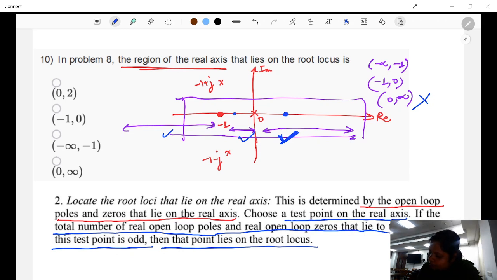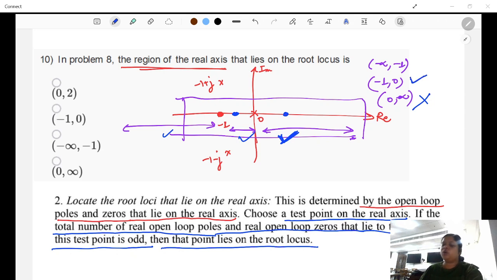Now you can come to this test point and then try to see how many are lying after this. It is 1. Okay, so this is your answer because the number of poles or zeros lying on the real axis to the right of the test point is 1. When you come here, you get 2. So this is again not correct. So your correct option is -1 to 0. Okay.